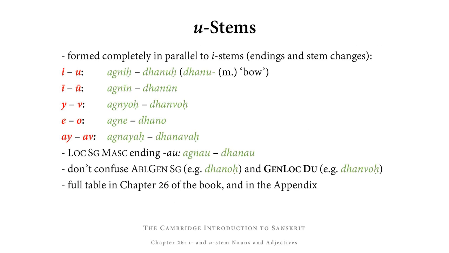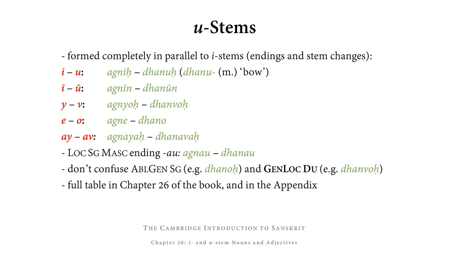That was it as far as I stem nouns are concerned. Now let's briefly look at U stem nouns. As was mentioned at the beginning of this chapter, these are formed completely in parallel to short I stems, both as far as their endings and their stem changes are concerned, and they also have the same internal sandhi. So wherever the I in a short I stem noun appears as an I, the U in a short U stem noun appears as an U.